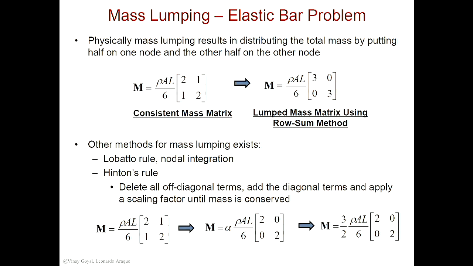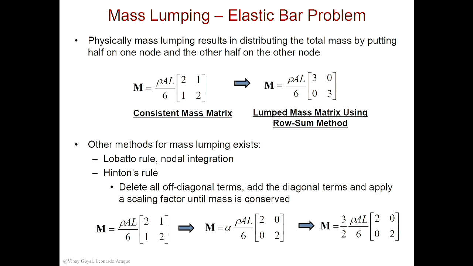Now, let me ask you this. Rho AL over 6 times 2, how much is that? 1/3? And then multiply this by, I get 1/3. So 1/3 plus 1/3 is 2/3. So my mass for the element is off. You see that? So what I'll do, I'll scale up by a factor alpha to bring it back to the total mass of the element.